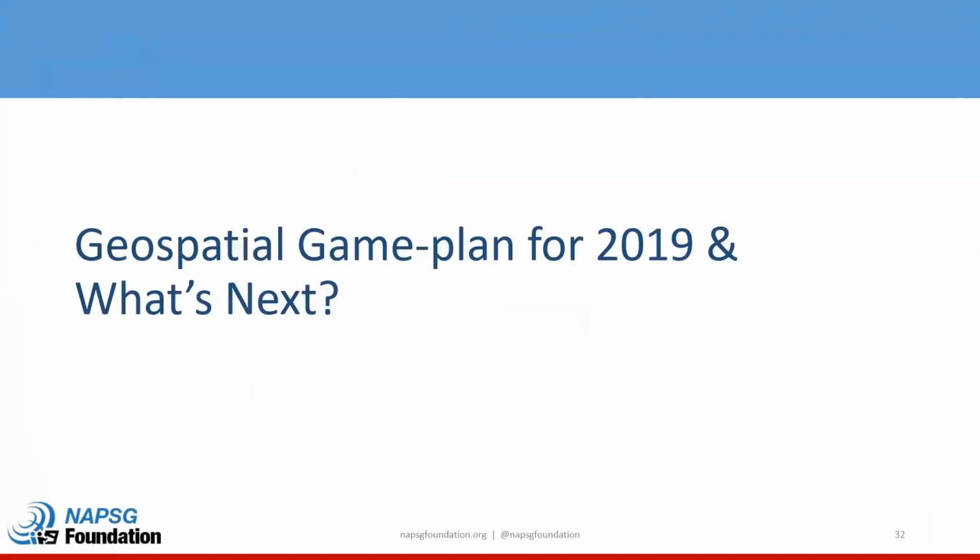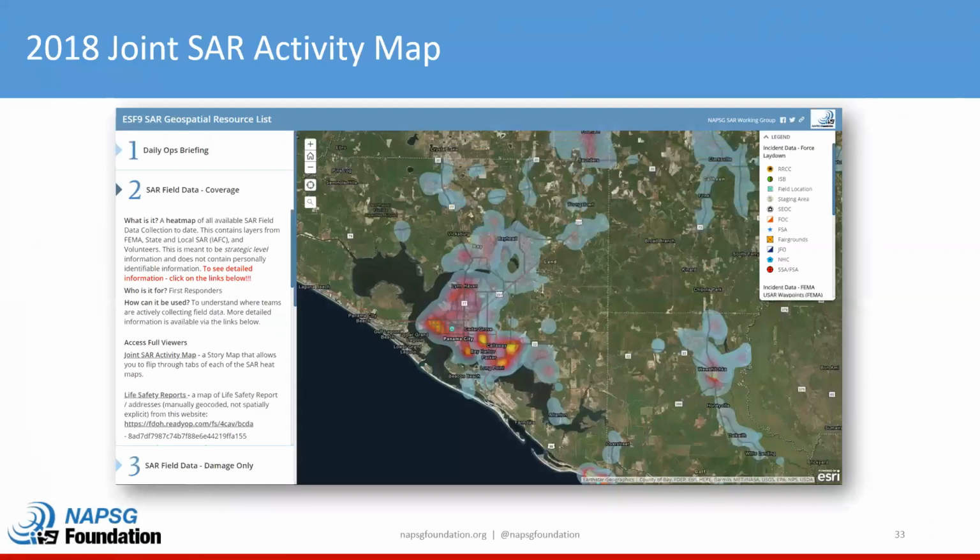All right, so I wanted to quickly speak to the game plan, or what we know for 2019 and what's next. In 2018, a group of GIS professionals and situation section chiefs and others got together, and we put together a joint SAR activity map. And today we mostly talked about ground SAR and swiftwater SAR, people who are actually going door to door. But there are a lot of other different types of search and rescue. And so we tried to pull together a joint SAR activity map with all of the spatial data we were aware of. And so in this screenshot, you're just seeing the state and FEMA teams and just getting an understanding of their coverage.